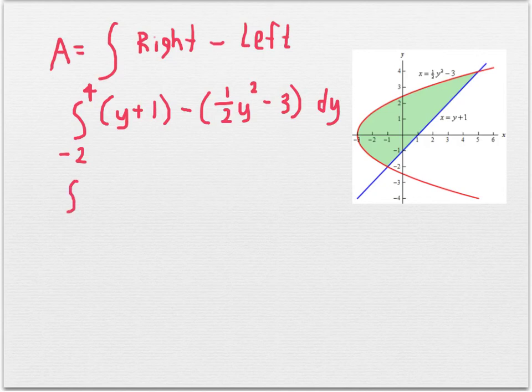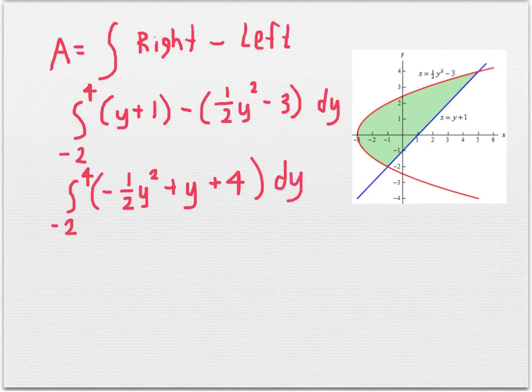If we put both of these together now, we will get -1/2 y squared plus y, and then I really have 1 minus -3, I think you can see that, so that's going to be plus 4 dy. Well, again, this should be one that's not too tough to just use antiderivatives on.